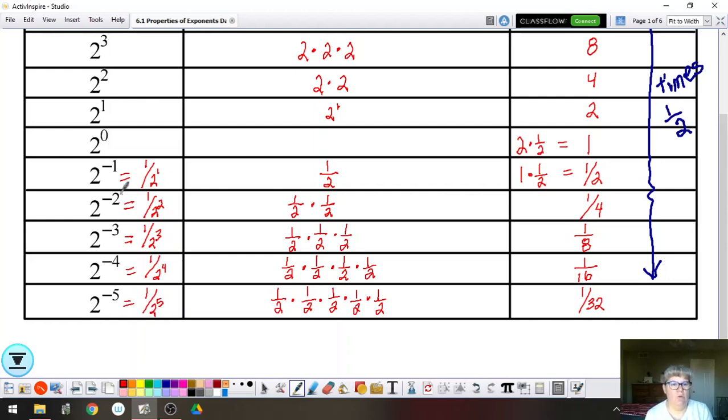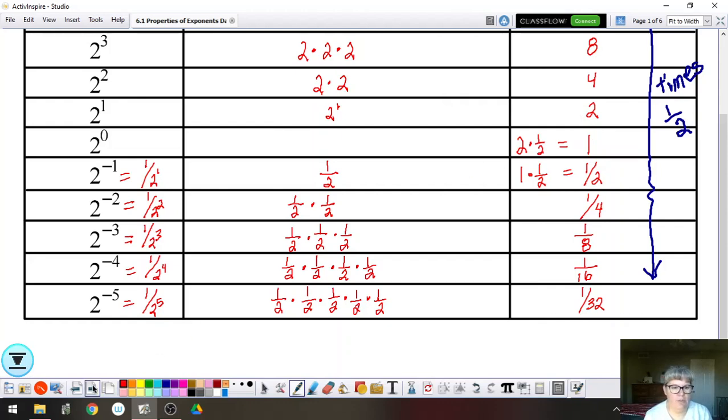So if we take a look at what happened here, when we have a negative exponent, we can write it as the reciprocal, so we're flipping this to be 1 over, and the exponent becomes positive. So when you have a negative exponent, you can change it to the reciprocal and make the exponent positive to get your value. And when your exponent is 0, your value is going to be 1.